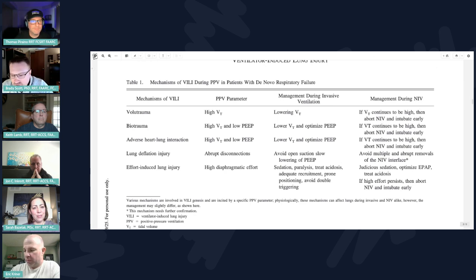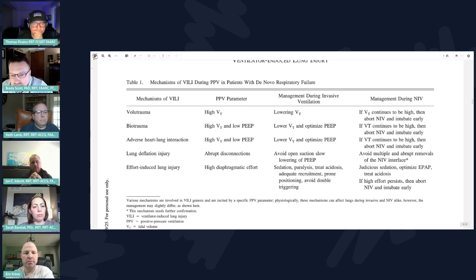I recommend going to a 2019 paper that was published by Bhushan and Katira. I think I said that right, Tom. It's in Respiratory Care Journal. I think Tom's going to post it, but it describes ventilator-induced lung injury in some interesting mechanisms that perhaps we haven't talked much about. I mean, we've certainly hit on volume trauma and this concept of biotrauma, and you can see that on the screen. If you have high tidal volume, lower PEEP, the recommendation from Dr. Katira is if tidal volume continues to be high, then perhaps non-invasive ventilation is not the right way to go.